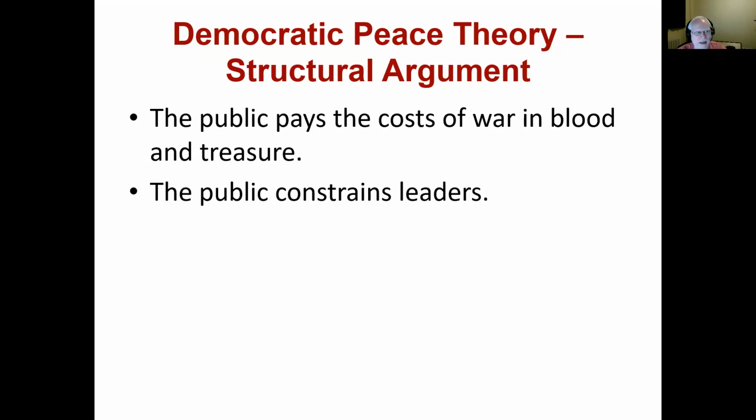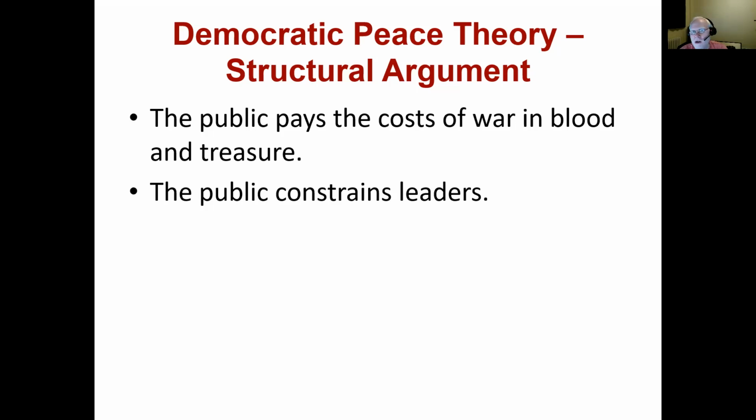Returning to democratic peace theory, the Republican liberal argument would say that the public pays the cost of war in blood and treasure, and so in democracies the public constrains leaders. When the public is looking at the possibility of a war, they know that at the end of the day it's their taxes that are going to pay for the war, and they will be the ones serving in the military and potentially dying. It's not typically the elites. The elites will still usually make their money and aren't typically fighting in the war. It's the public who bears these costs.